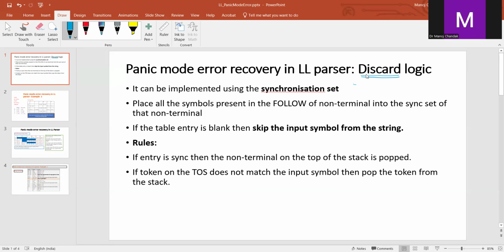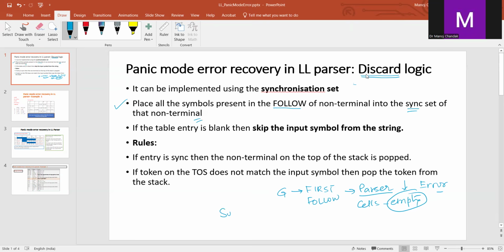The idea is, given a grammar, we have constructed the first set, we have constructed the follow set, and then we have also constructed the parser. In this parser, there will be some cells which will be empty. And as we know, if the control reaches one of the empty cells during parsing, then it is declared as error. So how that error is handled is with this rule: place the symbols present in the follow of a non-terminal into the sync set of that non-terminal.